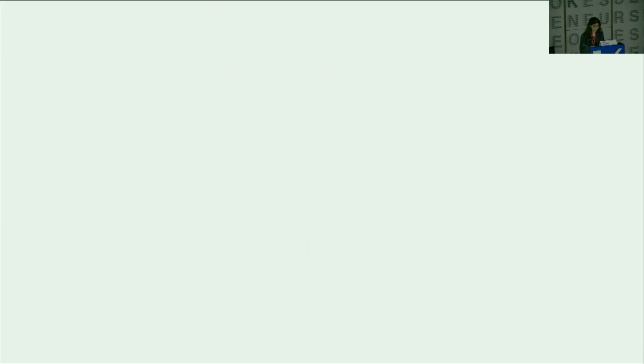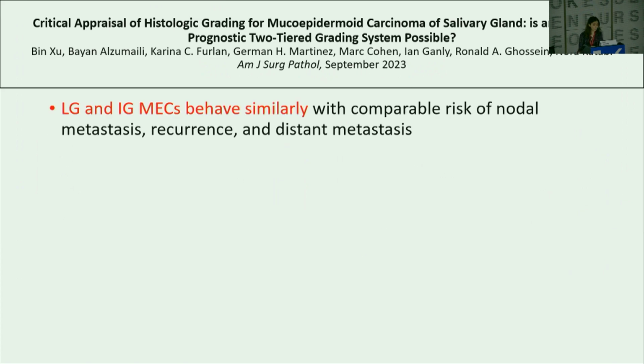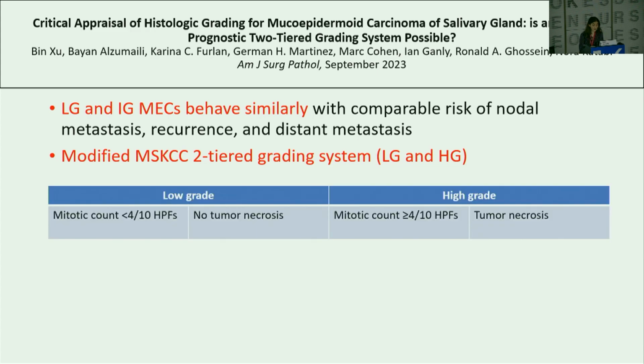And we confirmed this in a recent study we did on mucoepidermoid carcinoma, where we found low grade and intermediate grade to behave in a similar fashion in terms of risk for lymph node metastases, recurrence, and distant metastases. So in this recent study, we actually proposed a two-tiered modified grading system, calling a high grade when the tumor has four or more mitoses per 10 high power fields and/or tumor necrosis, and low grade when the tumor has less than four mitoses per 10 high power fields and no tumor necrosis.